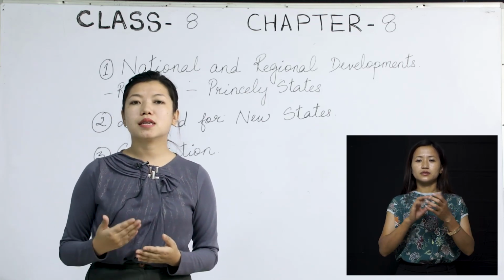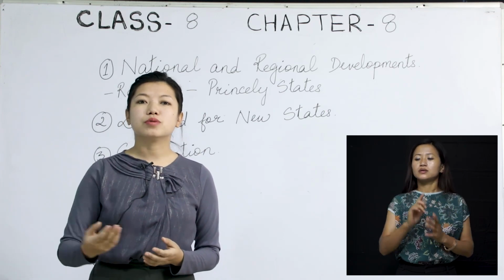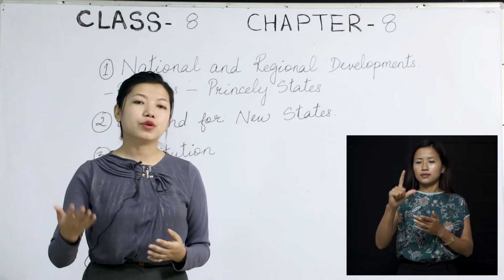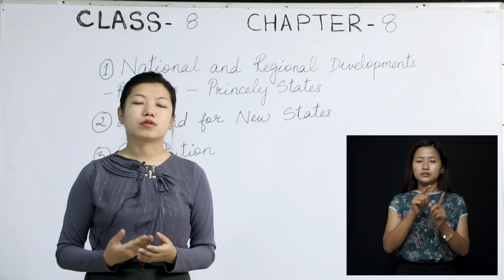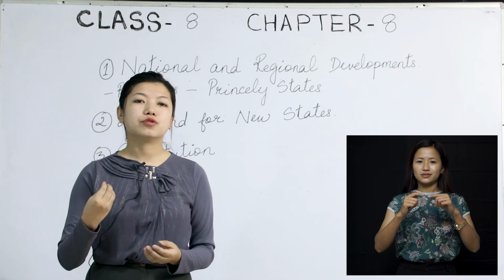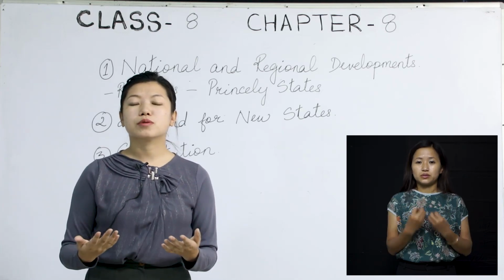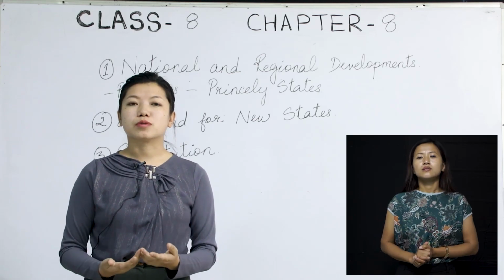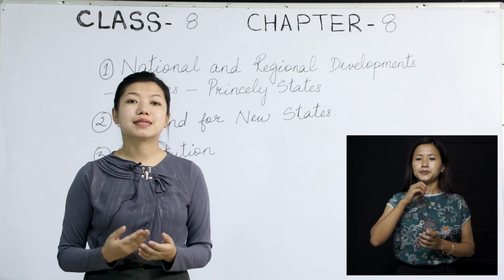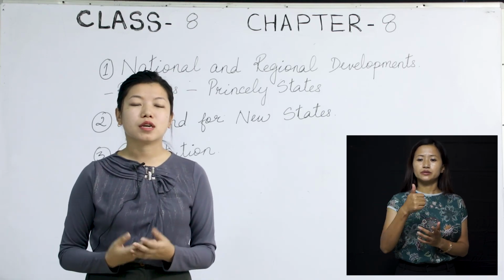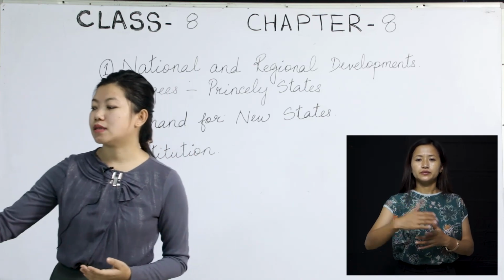Now, in the universal adult franchise, anybody who attains the age of 18 years and above has the right to choose their leader. Okay, so if you also turn 18 years, then you can also cast your vote. So you can choose your leader, you can express your opinion, because you have turned mature enough that you can understand what is good for the country, so you can cast your vote. So that was universal adult franchise.